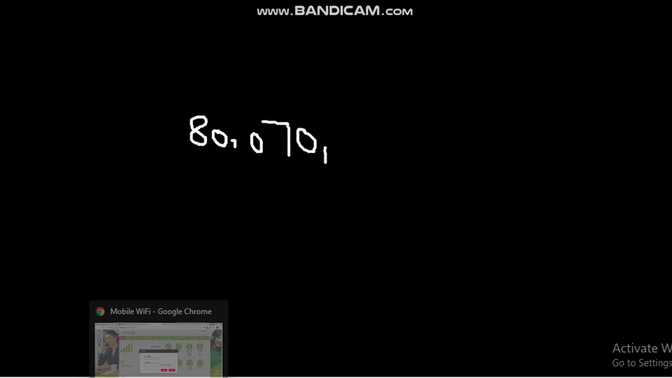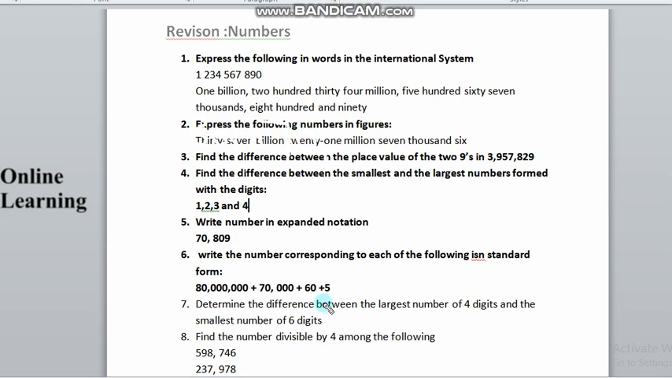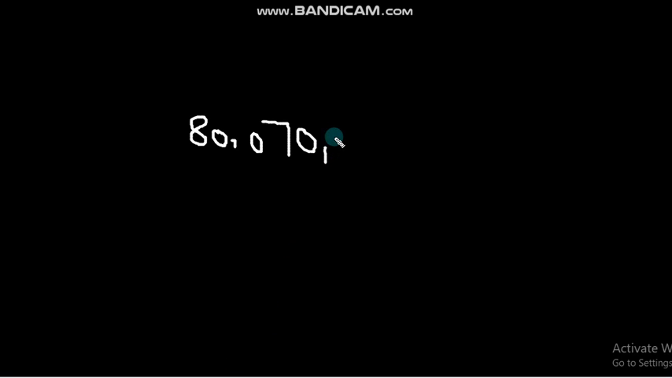We have 70,000, so we will write 0 and 70. After 1000 we will come to 100. Then we have 60 plus 5. That means we have nothing in the 100s place, we have numbers in the 10s and 1s. That is the standard form of the number from the expanded form.